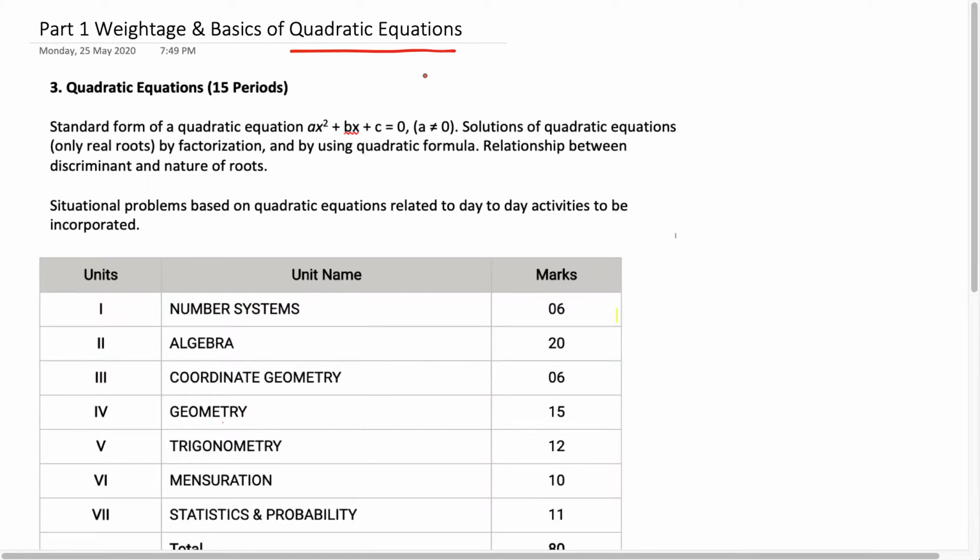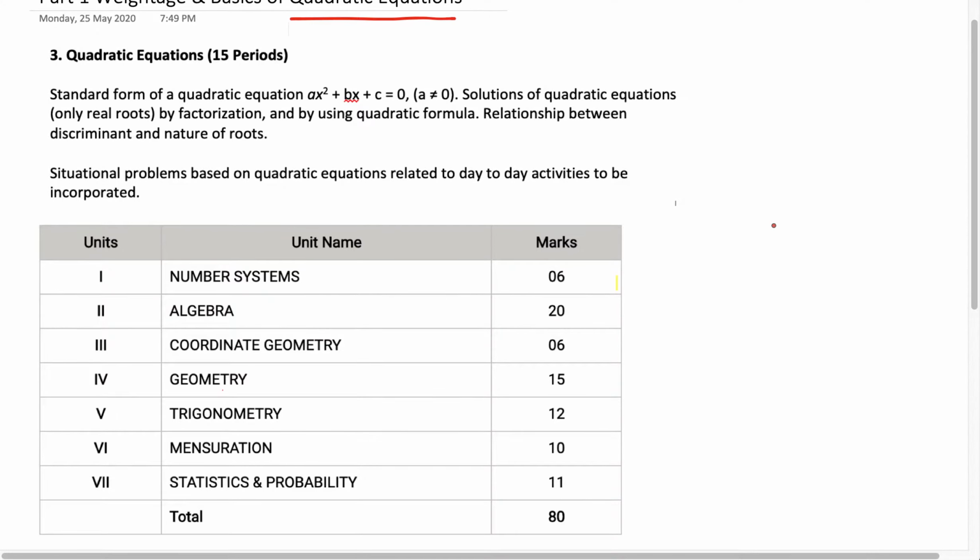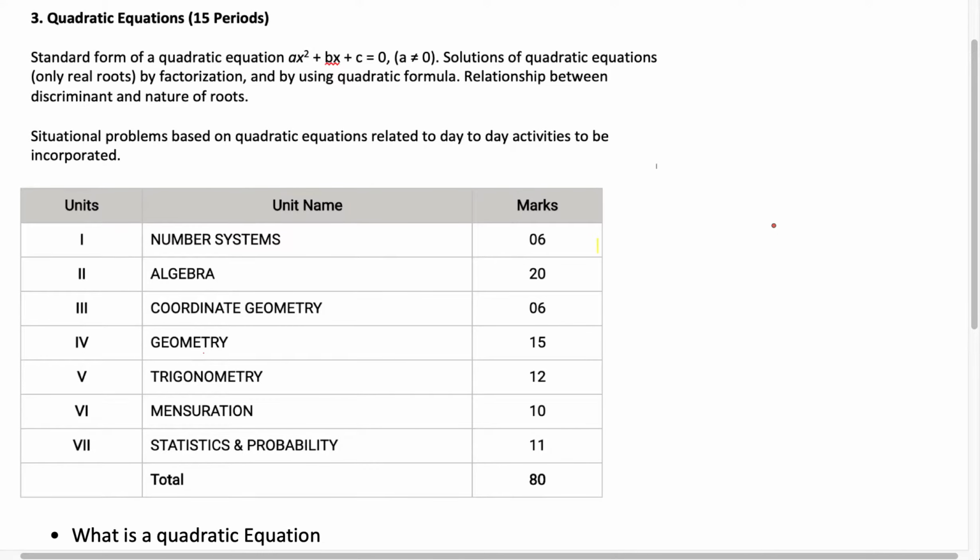You may not directly get a question from quadratic equations, but there is a possibility that in geometry you might solve a question wherein you need quadratic equations. There is a possibility that in mensuration you might need quadratic equations. There is a possibility that in arithmetic progression you might need a quadratic equation. So quadratic equations is a fairly important chapter.